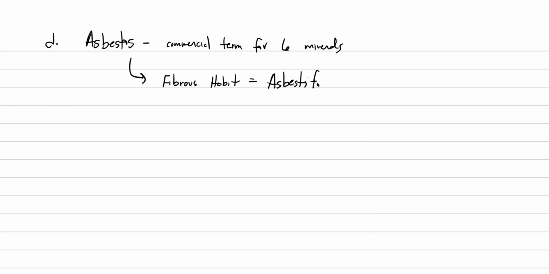In fact, let's put it that way. Let's say it is a commercial term, not a geologic term. It's a commercial term for about six different mineral species. And all of those have a fibrous habit. And that fibrous habit is also known as asbestiform. Asbestiform habit. These fibers can be really flexible, but really strong, like as strong as steel.